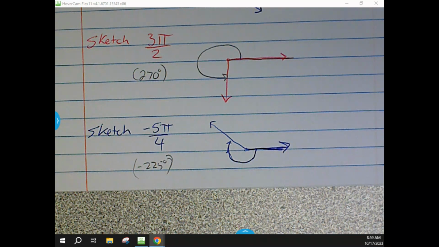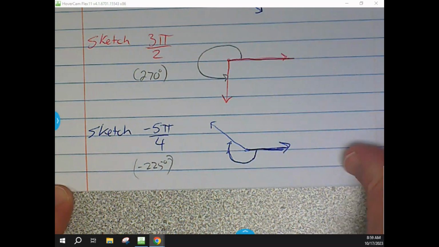All right, now here's where we're going to add in something that's kind of tied in with the positives and the negatives together. The next thing that they kind of go with when we're talking about the angles is they're going to talk about coterminal angles.